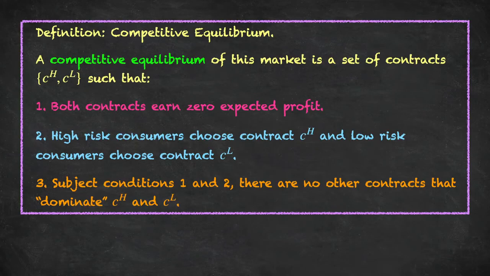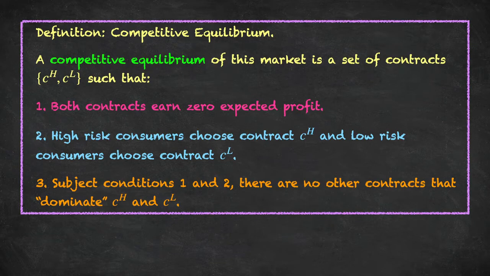So what do we expect to happen in an equilibrium? Well, because it's a competitive equilibrium, the first thing we would expect is that firms will earn zero expected profit. And indeed, we will assume more than this. We will assume that both contracts earn zero expected profit. So firms are not earning zero expected profit by making money off one contract and losing money off the other contract. A competitive equilibrium is a set of contracts, CH and CL, where both of these necessarily earn zero expected profit. So this reflects the idea of competition.